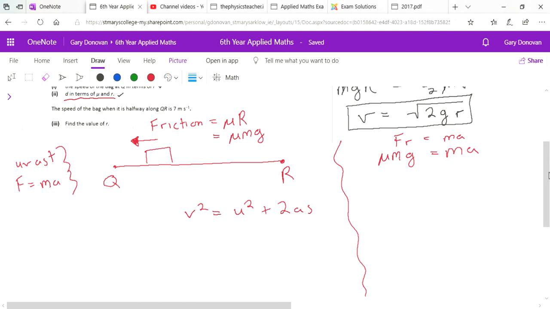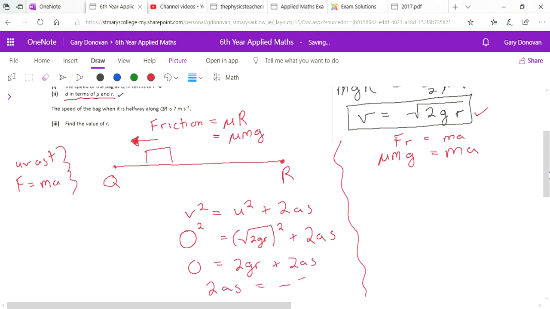We know that it's at rest at r. So we can say v is going to be 0. We know that its initial speed is what we figured out in part 1, which is the square root of 2gr, and that's all squared, plus 2 times a times s. So that gives us 0 equals the square root of 2gr all squared, which is 2gr, plus 2as. So that gives us 2as equals minus 2gr.